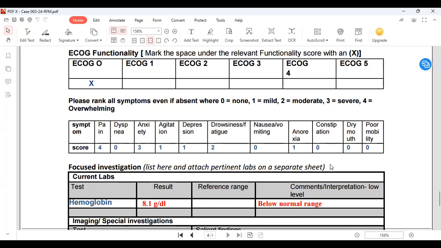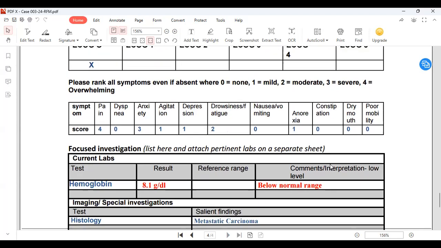Other symptoms: the pain is severe, there is no dyspnea, anxiety is moderate, agitation is mild, depression is mild, drowsiness and fatigue is moderate, nausea and vomiting, there is none, anorexia is mild, there is no constipation, there is no dry mouth, and patient is ambulating.